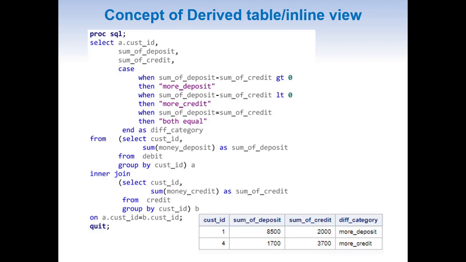Here I want to tell you one quick thing. Whenever we use a derived table or inline view, most of the time we use a from, so that we pick up the data from here. And then we can do whatever manipulation we want. Here we are using a case statement, and we are manipulating our results to find whether our sum of deposit is greater or our sum of credit is greater, and then we are able to create a new variable also.